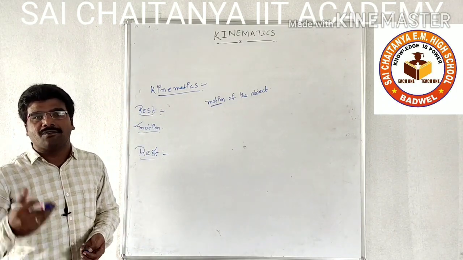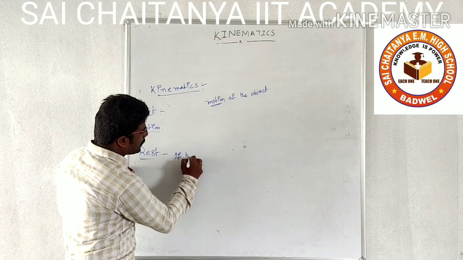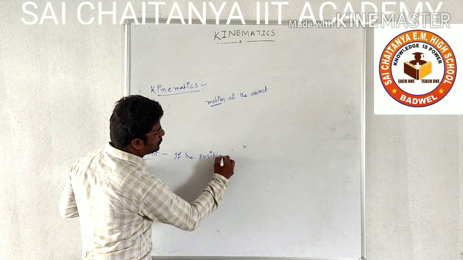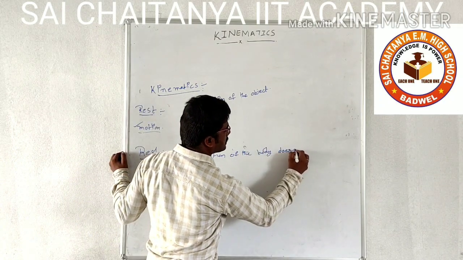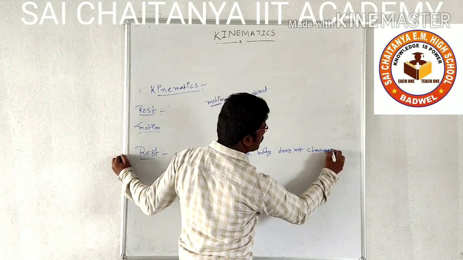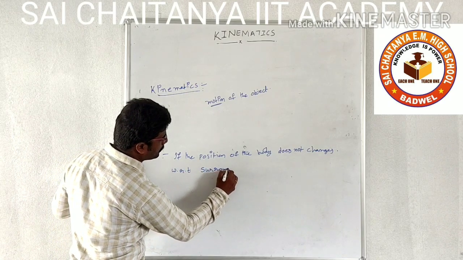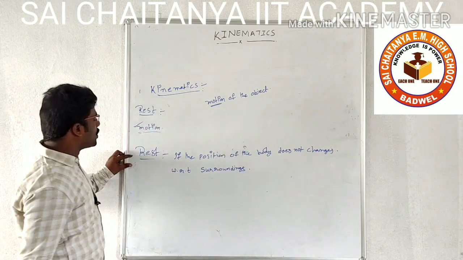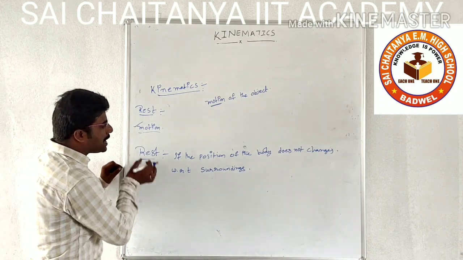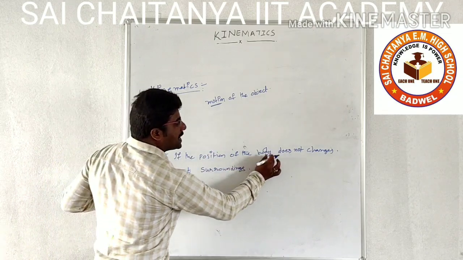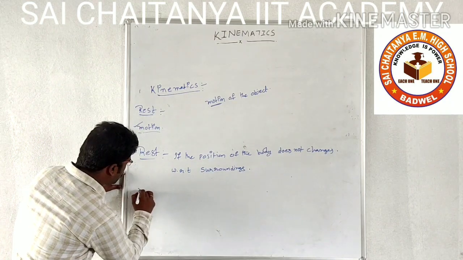So now we can give the definition for rest and motion. Rest means if the position of the body does not change with respect to the surroundings, then the body is said to be at rest. Motion is quite the opposite of rest. If the position of the body changes with respect to the surroundings in a given time, that is motion.